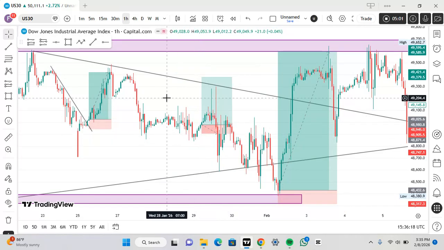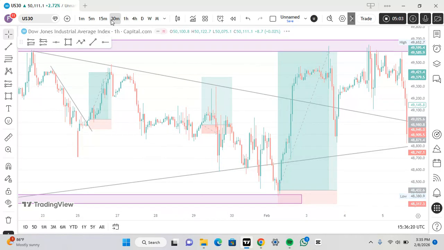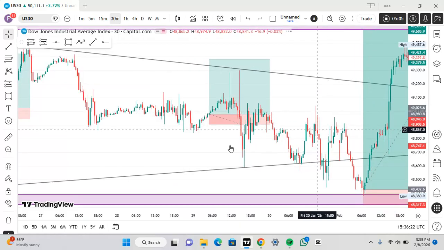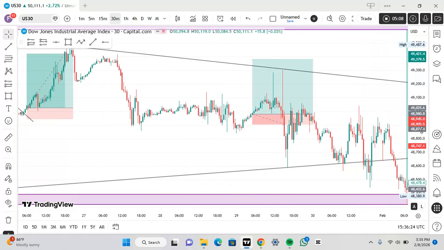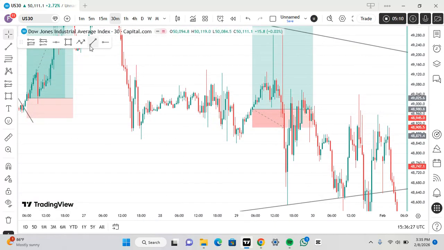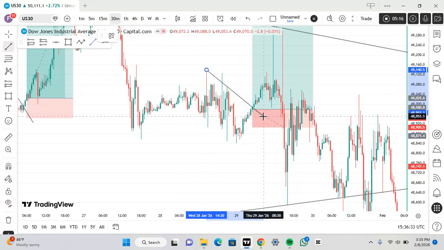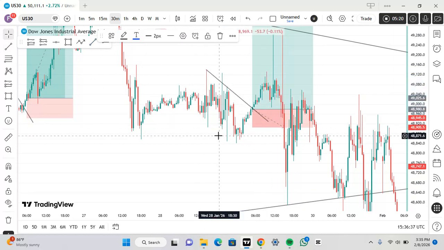So as you can see, there is a trend line there. I drew another trend line, but the structure there was pretty messy, right? So unless you are a bit experienced in using trend lines, you wouldn't be able to identify it. As you can see, I drew a trend line there, it broke it, retested, and I entered.